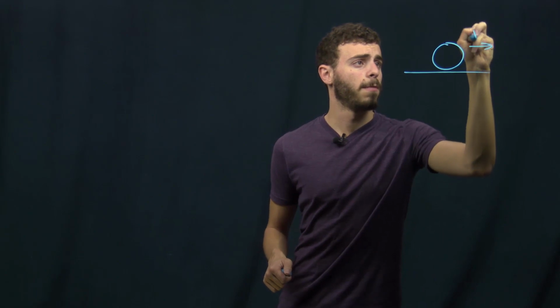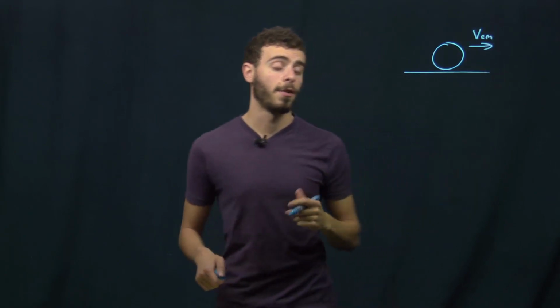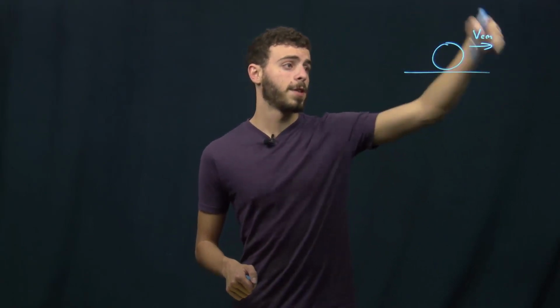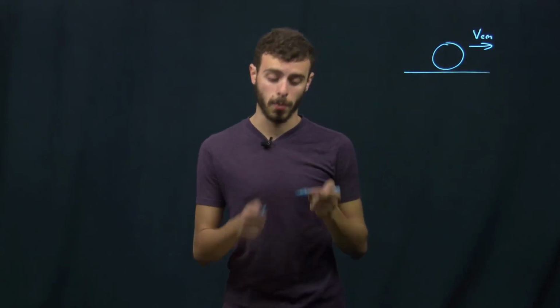It's going to have some velocity, and we'll call that v center of mass. So it's going to have some linear velocity to the right, and it's going to have some rotation about its center of mass as well.